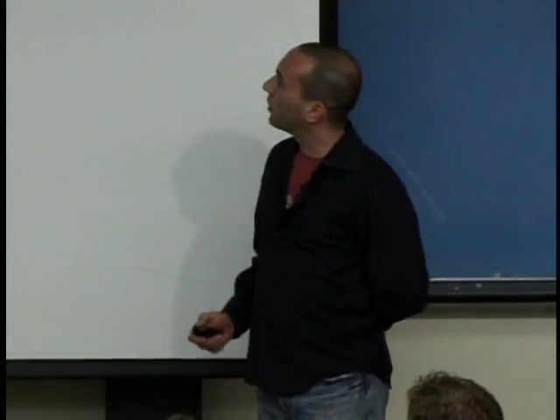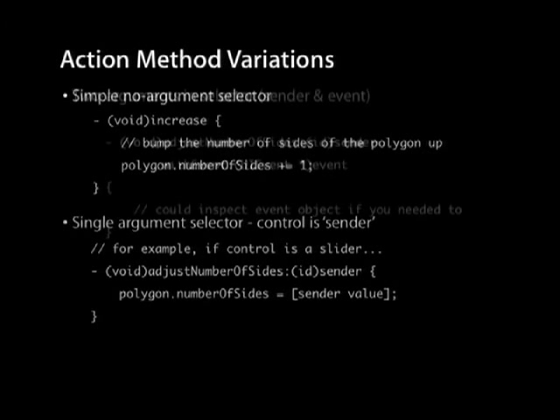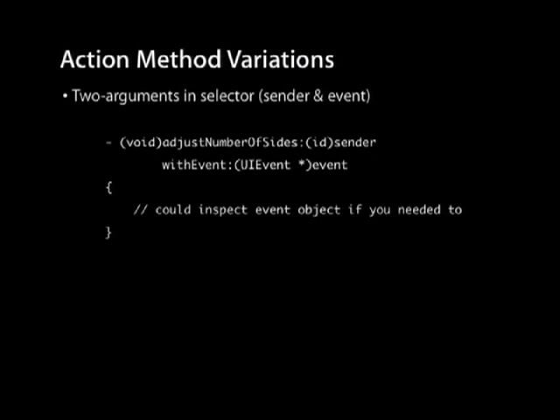Now, here are 3 examples. Once again, with increase, I don't care about what happened other than the fact that the button got pressed, so I'm just going to add 1 when that gets called. If this was a slider, I can ask the slider for its value. So in our example, if instead of increase and decrease you implemented a slider with 3 to 12 sides, I can ask the slider how many sides came back. And if we wanted information on the event, if you implement that, you'll automatically get called with the 2 different arguments.